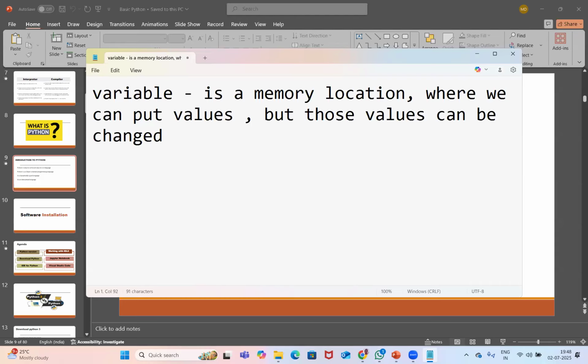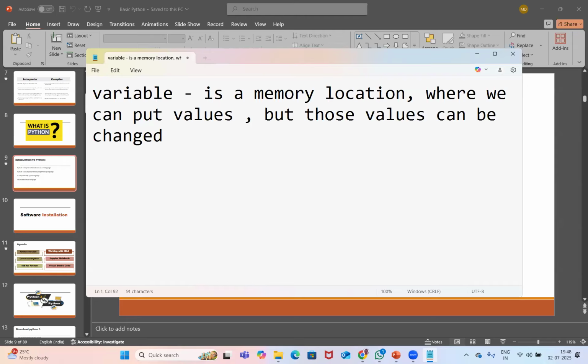Now, how to use this concept of variable in programming languages, we will see. But again, I'm telling... Ma'am, let me finish, can you please? Yeah, sorry.